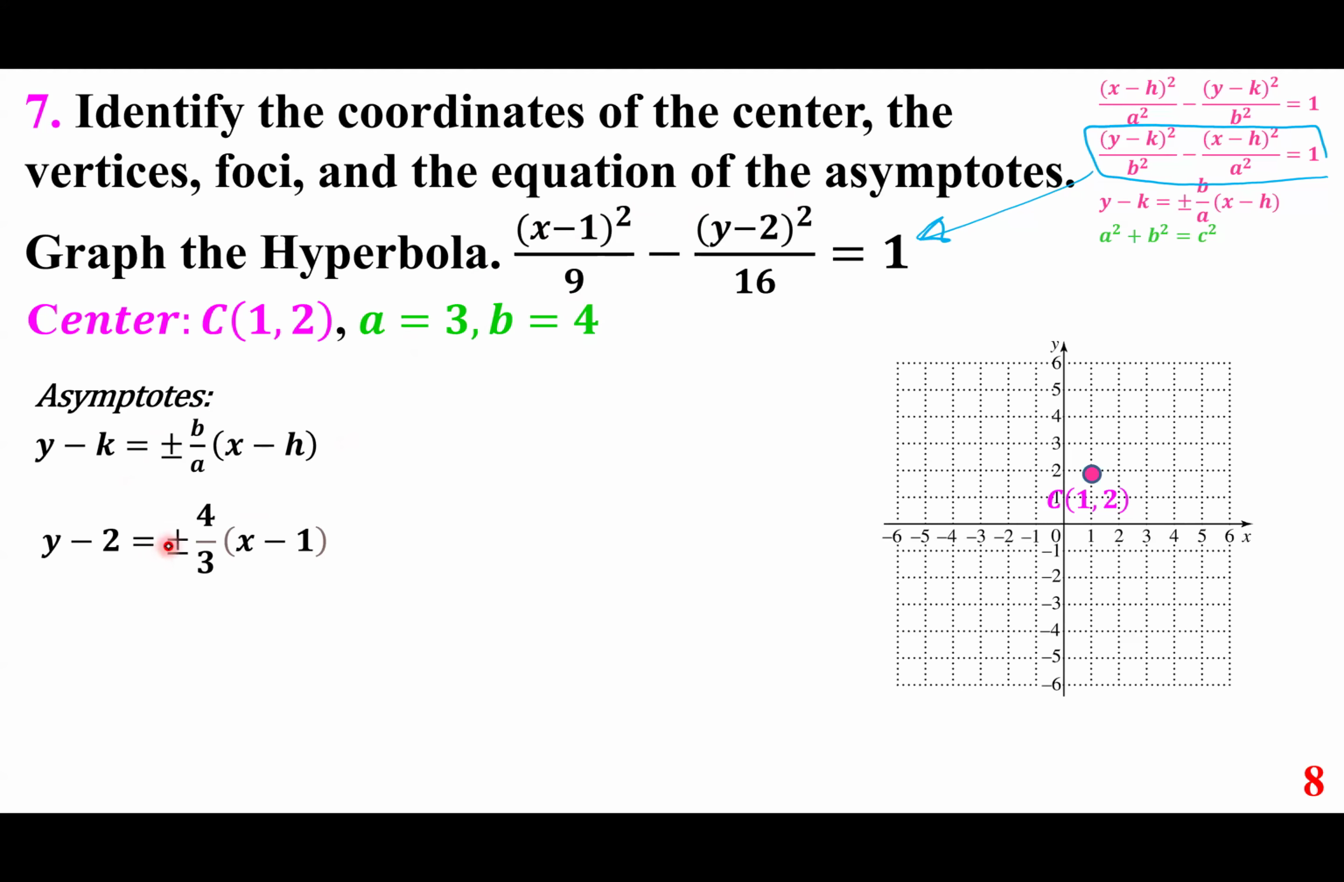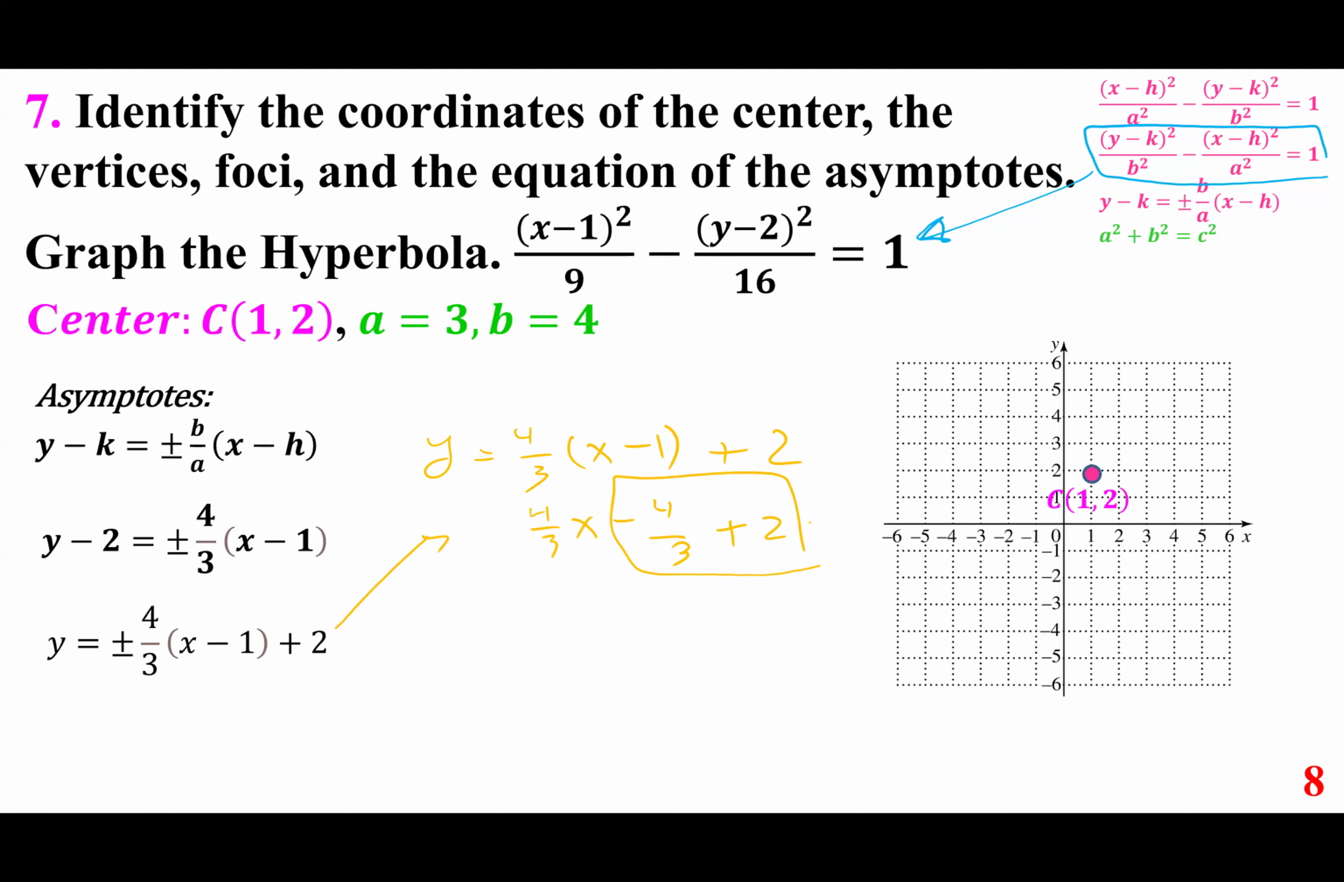Now, we are going to move the negative 2, make it positive 2. Then we have two asymptotes, positive 4/3 and negative 4/3 in the following manner. Let's work it out here. Y equals 4/3 times x minus 1, plus 2, which is 4/3 x minus 4/3 plus 2. Okay, and these two add up to 2/3. So that's one of them, everybody.